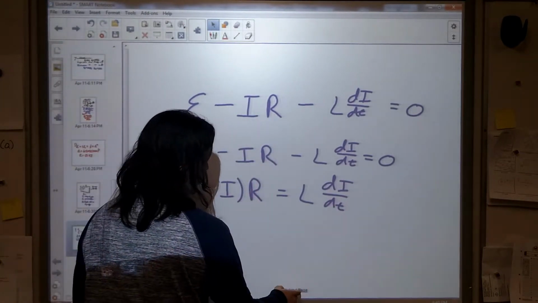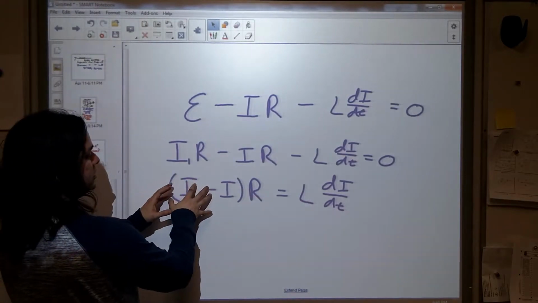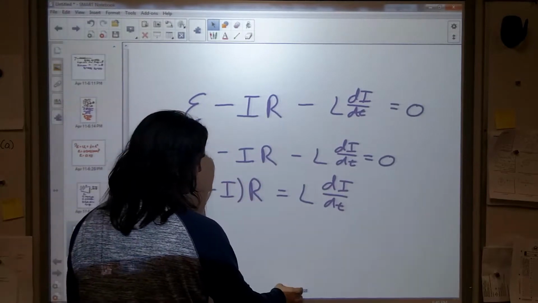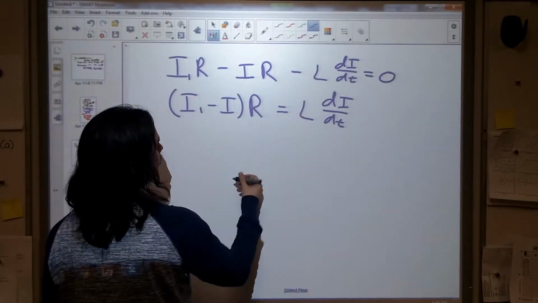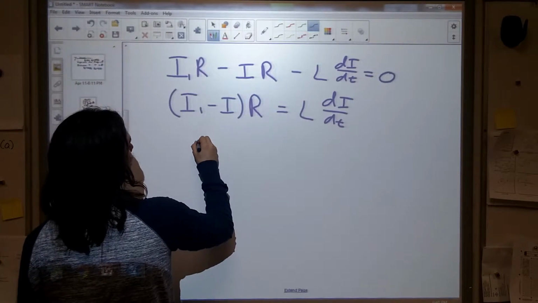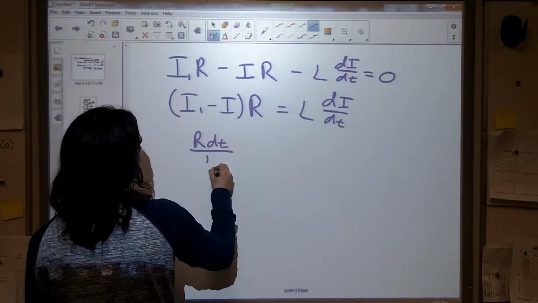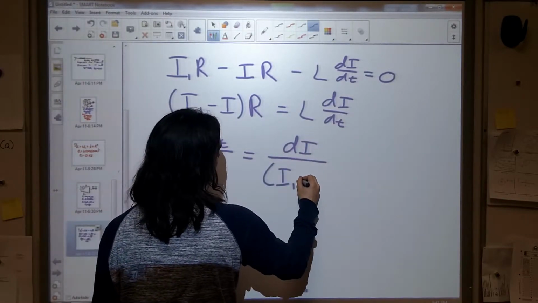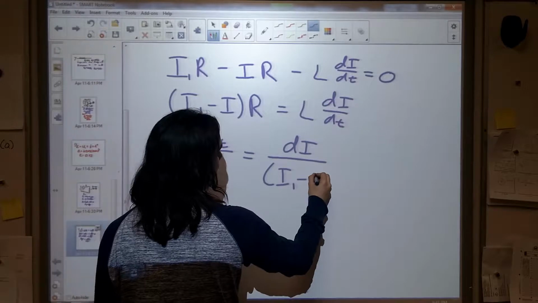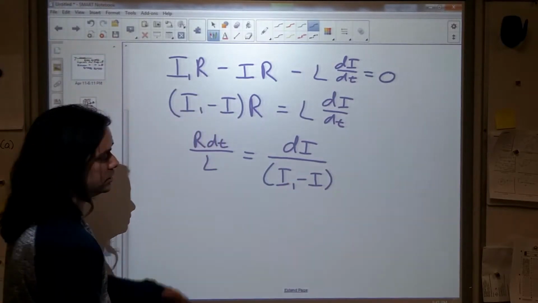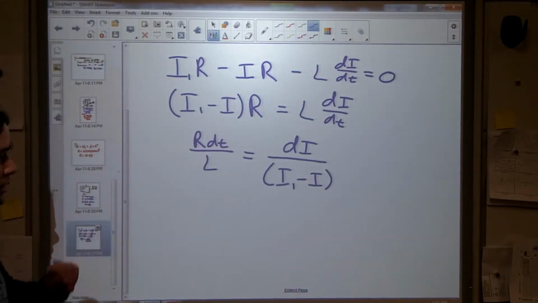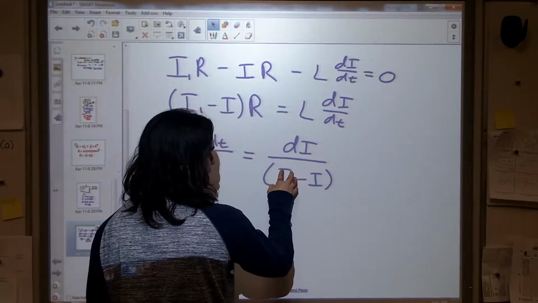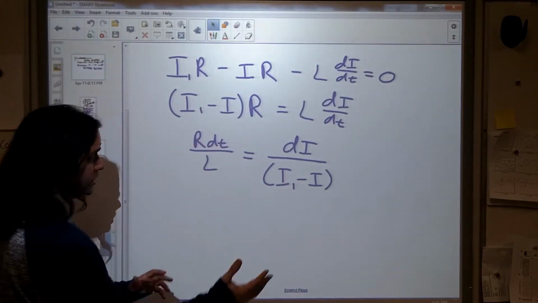All right, I'm going to move some things around. Basically what I want is as many of the constants as I can on one side with dt, and I'm going to have di and any of the I stuff, along with anything stuck with it, over there. So I'm going to move things around. We're going to end up with the following. R dt over L equals di over I final, our total current at the end of time, minus whatever happens to be our current at any point in this whole thing. This is a variable that is changing. This is a constant that happens at the end of time.